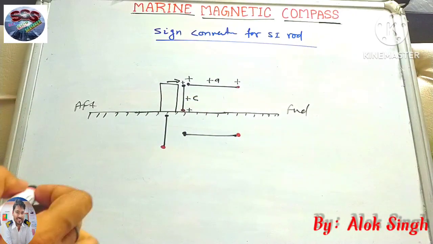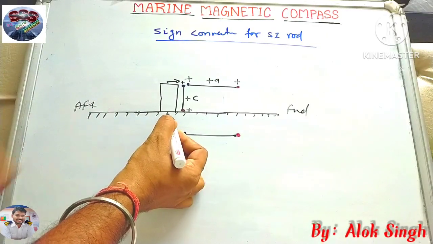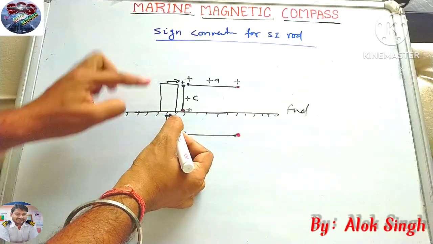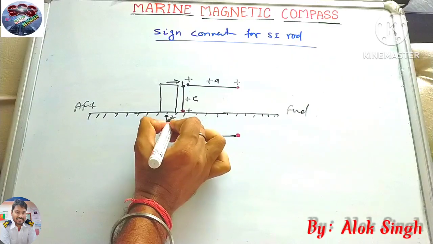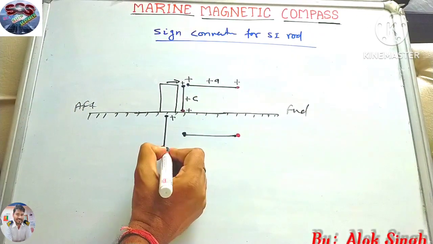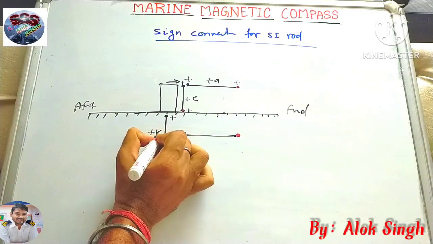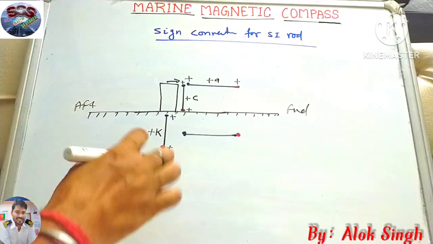This is plus C rod. Now for this one, the effective pole is this one, because it is near to the compass. It is below the compass, so it becomes positive, and the further pole is further below the effective pole, so this one also becomes positive. So this is the K rod, we'll see later. So this one becomes plus K.